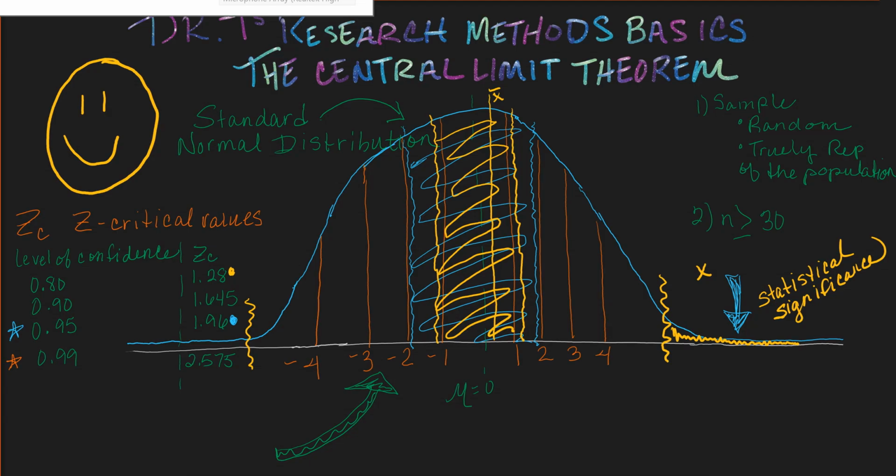But for now, criminology, criminal justice majors, or anyone working on quantitative research particularly, commit these z-critical values to memory.